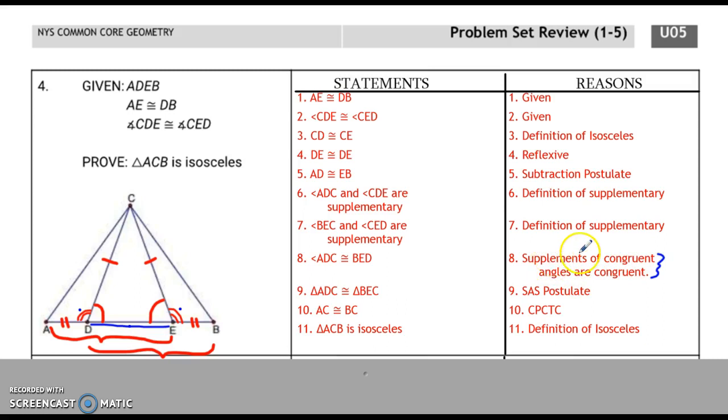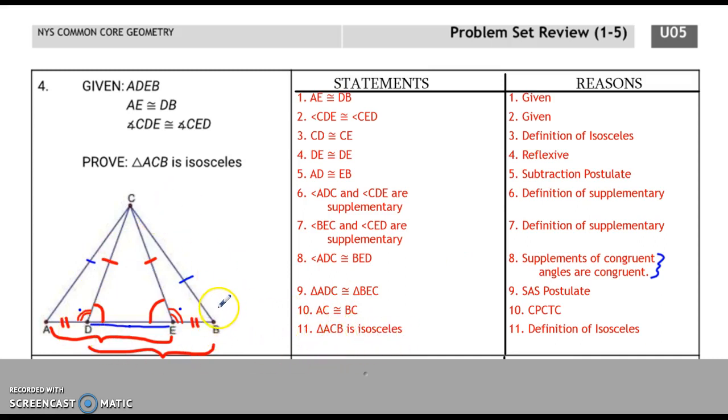If I have two angles that are 60 degrees, their supplements are 120 each, and 120 is equal to 120. So supplements of congruent angles are congruent. Pretty nice way to figure that one out. Then we were able to use the SAS Postulate to find the two triangles. This triangle on this side and this triangle on this side are congruent. Once we got that, we got AC is congruent to CB, or BC as we said it here. And once we know that, then we know that the triangle ACB is isosceles.